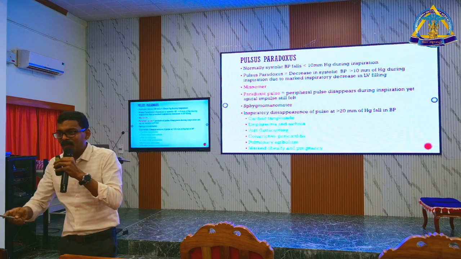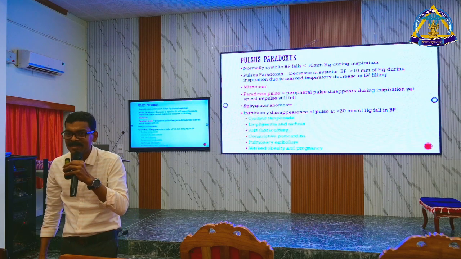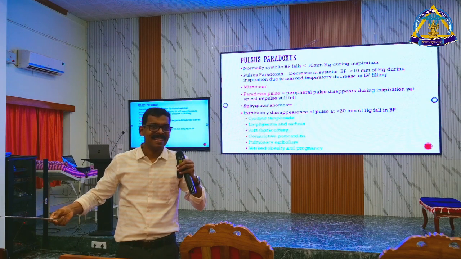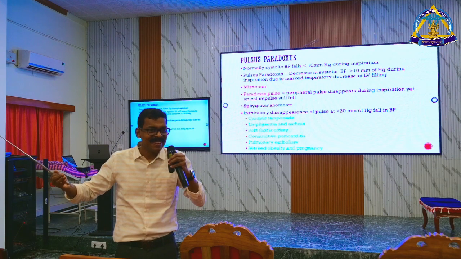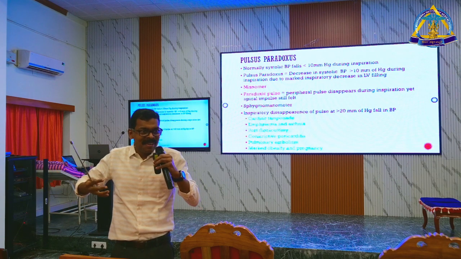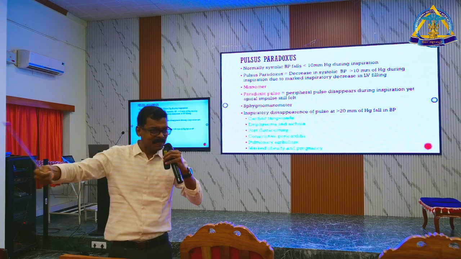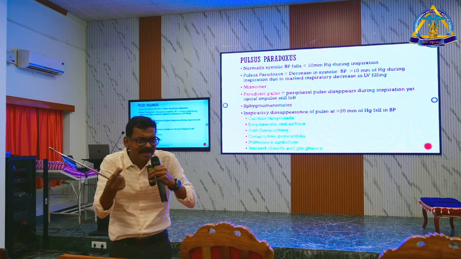Can you tell me why there is an inspiratory decrease in the systolic BP of up to 10 millimeters? I told you now. Yes, together. Negative intrathoracic pressure does what? The lungs and the pulmonary veins hold the blood back. They won't allow it to go to the left ventricle. That is why there is a little bit of reduction.